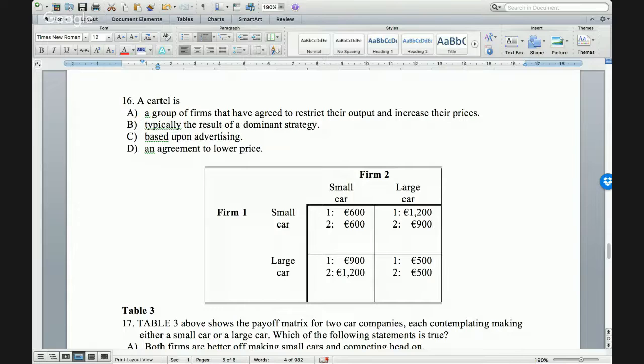So let's see if that's in there. So a group of firms, yeah, agree to restrict output. Yeah. So your answer is A without even looking at the rest. If there was all of the above, I'd have to look at the others, but I could be confident to move on from this one.